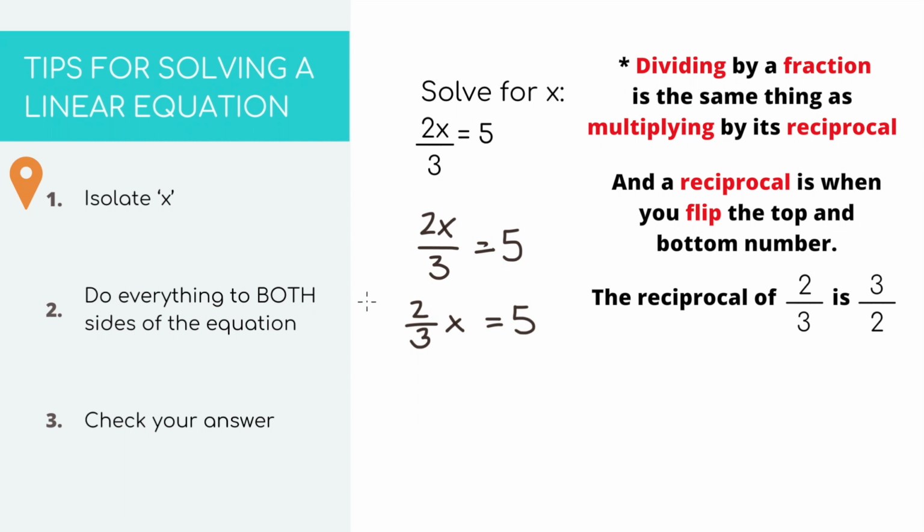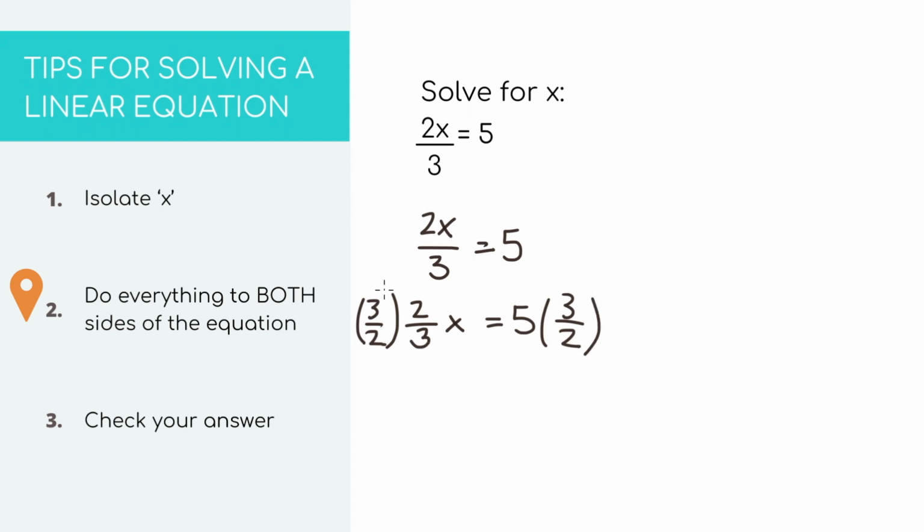So let's multiply by the reciprocal, which is 3 over 2. And of course, we'll do it to both sides. When we simplify, this cancels out. And 5 times 3 over 2 equals 15 over 2.